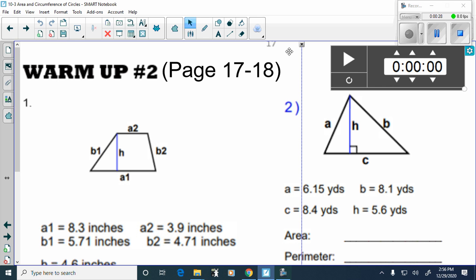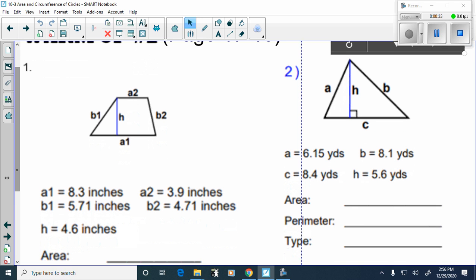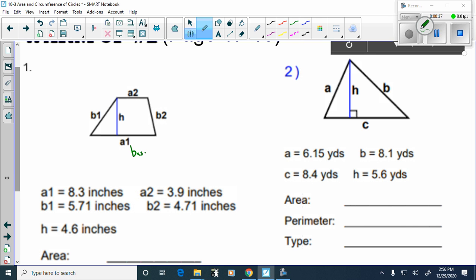So the first one we start out with is a trapezoid, and again, this is base 1 and base 2. So this is 8.3, 5.71, 4.6, 4.71, and 3.9.